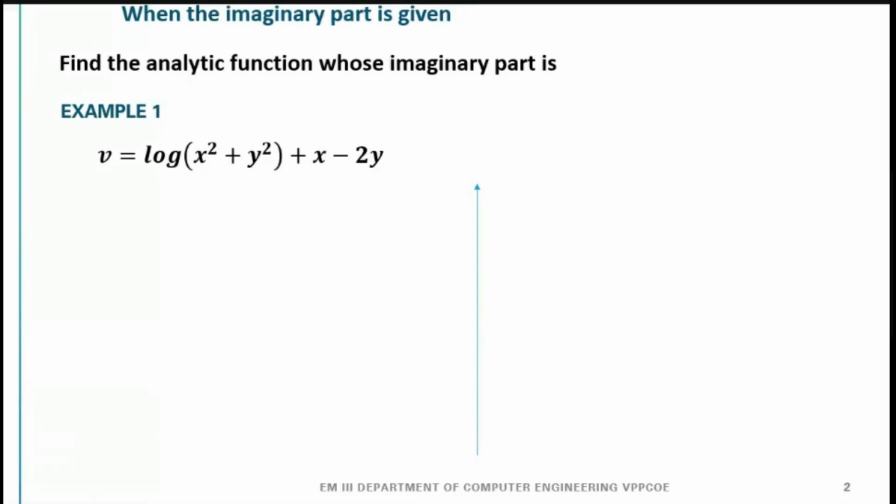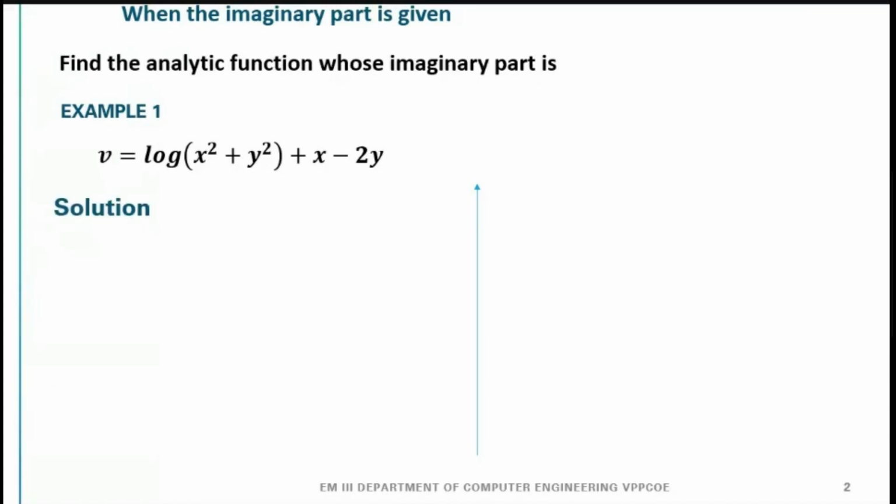Again, we have to find the analytic function, which means we know that f of z is equal to u plus iv. So we are calculating the function f of z for which the imaginary part is log of x square plus y square plus x minus 2y. We are going to find the analytic function f of z for which the imaginary part v is equal to the given term. So the procedure remains the same.